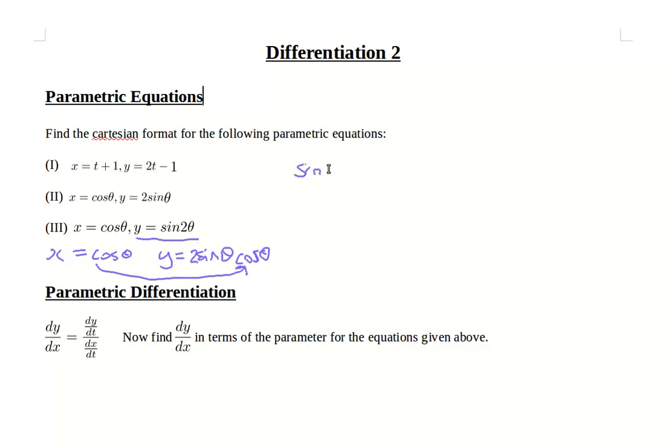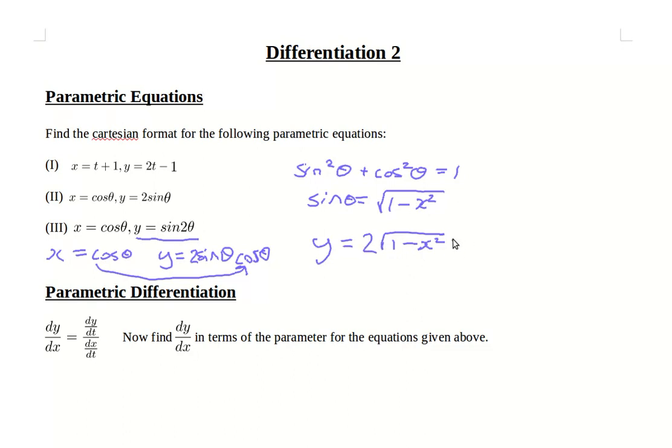If we know that sine squared theta plus cos squared theta equals 1, well, bearing in mind x is cos theta, hopefully you can see with a quick rearrangement that sine of theta is 1 minus cos squared square rooted, but that's 1 minus x squared square rooted, and now I can actually eliminate the parameter. I can say y equals 2 root 1 minus x squared times by x again, and let's put the x in.